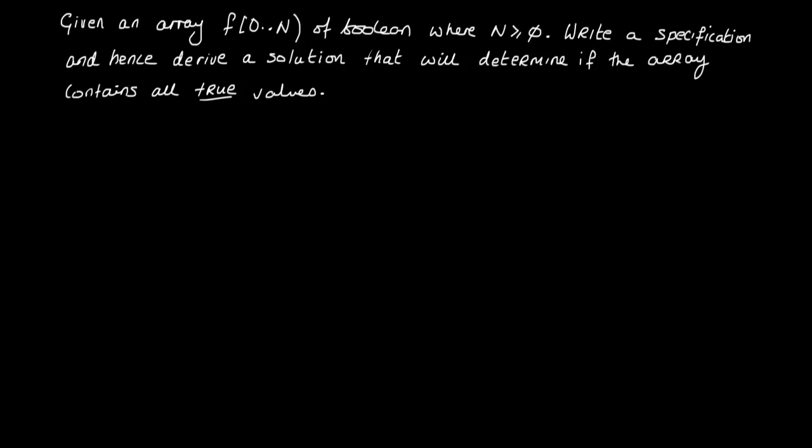In this video, we are going to take a look at a problem that involves the for all operator. The question that we're given is, given an integer array f0 to n of Boolean, where n is greater than or equal to 0, write a specification and hence derive a solution that will determine if the array contains all true values. So let's look at the question first and see what information we can get from it.